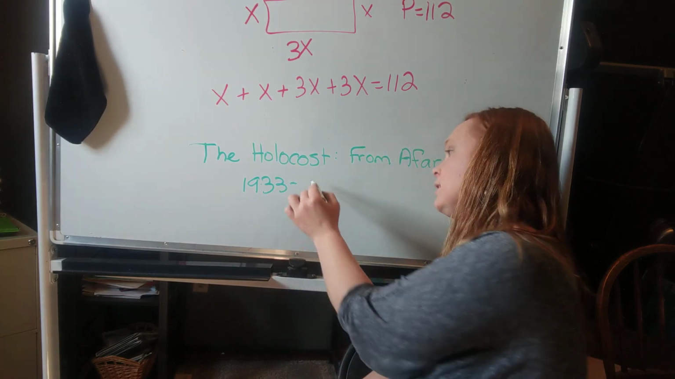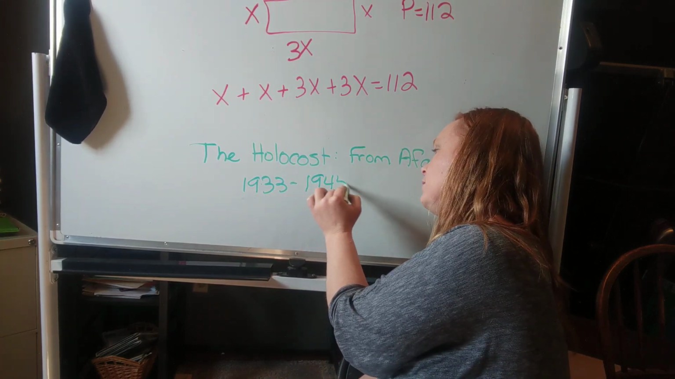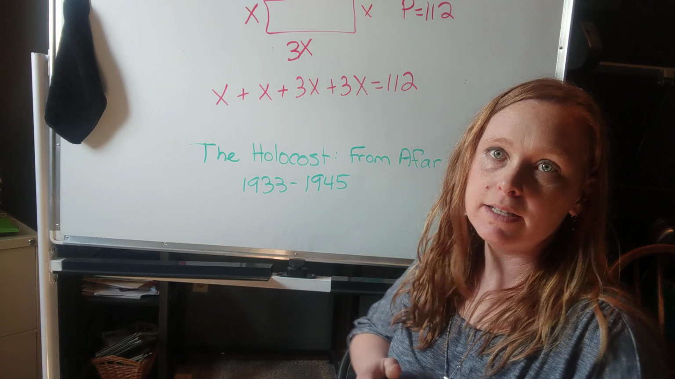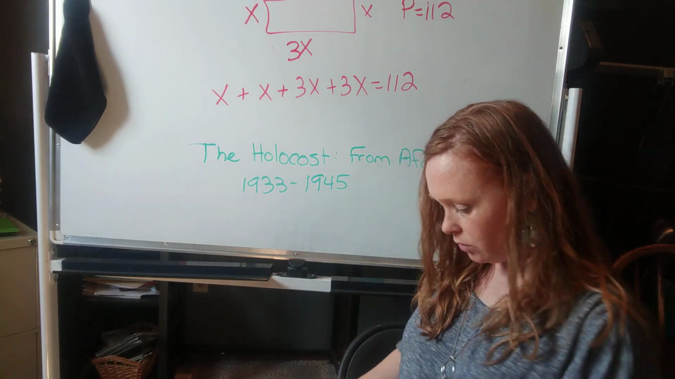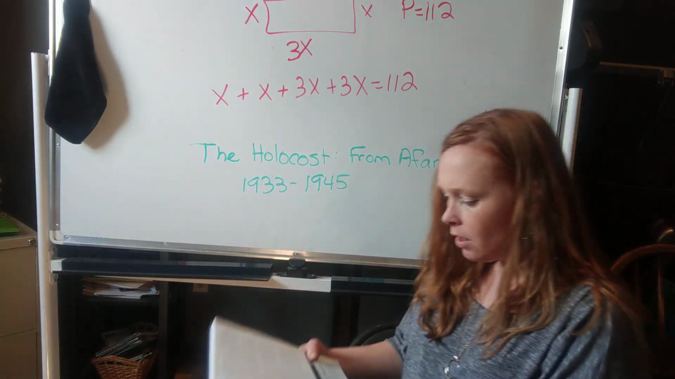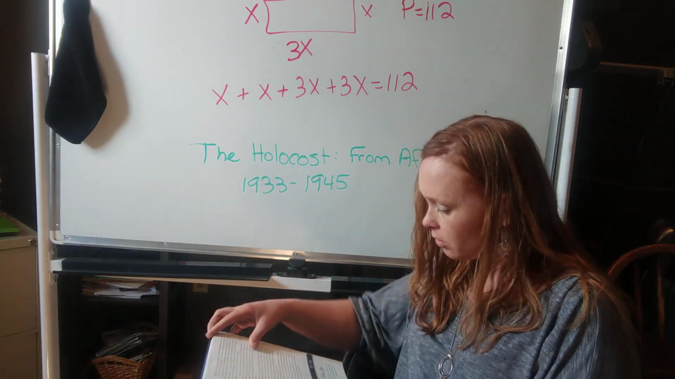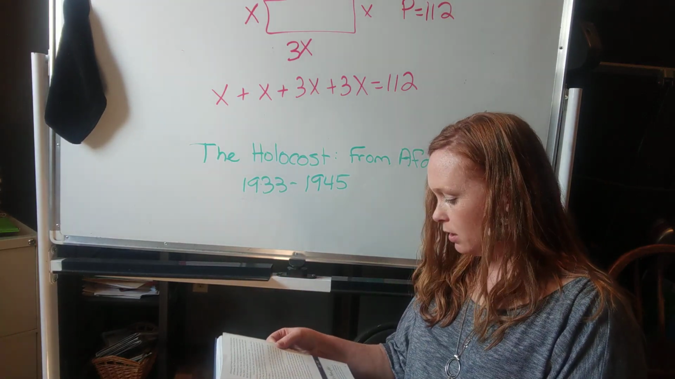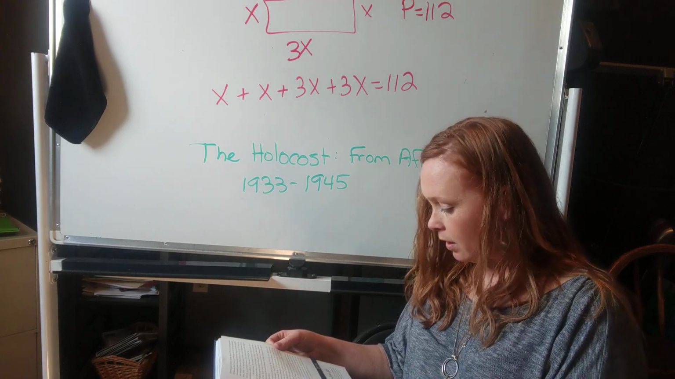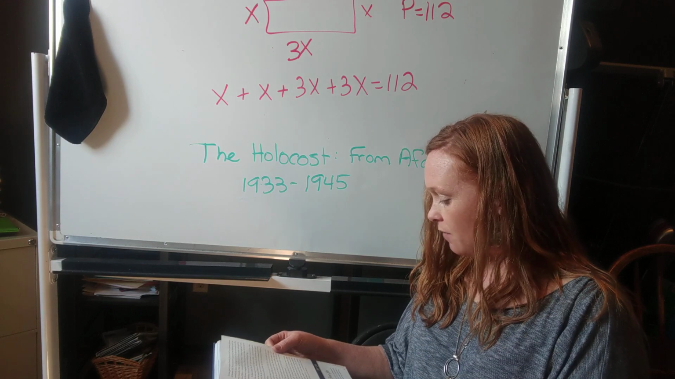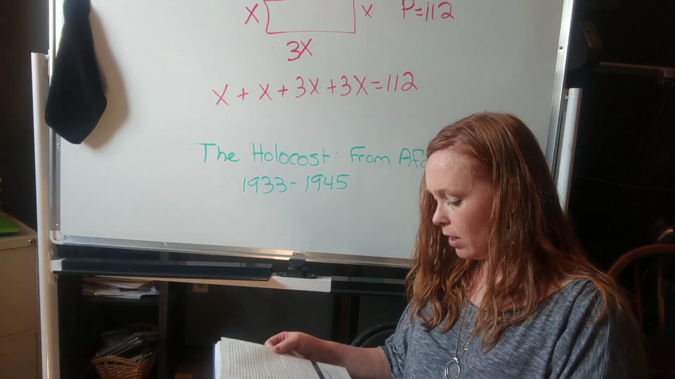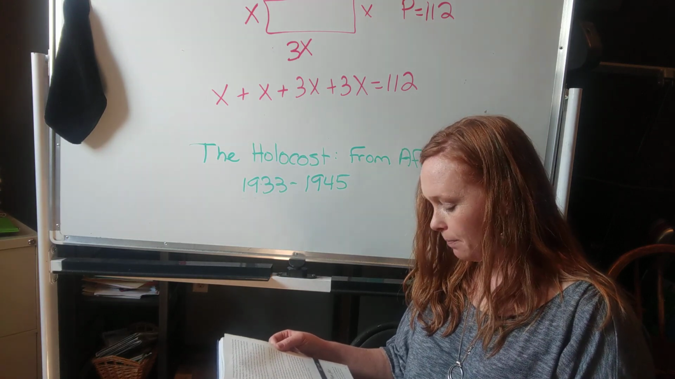1933 to 1945. Just make sure you write that down in your notes and then follow along as I read or take notes as you would like. From a wide angle view or close up, there is no easy way to look at the Holocaust. The Holocaust, by broad definition, was the mass extermination of 11 to 17 million people under Adolf Hitler's Nazi regime.